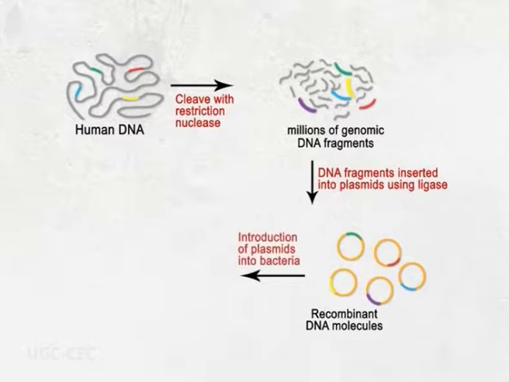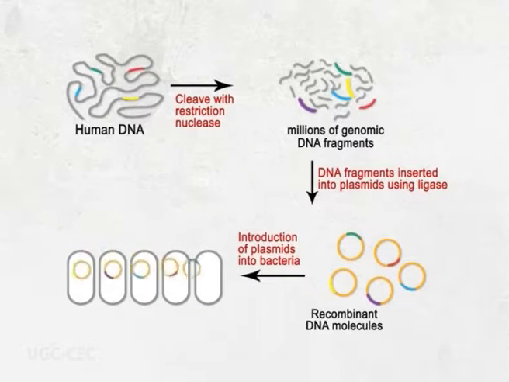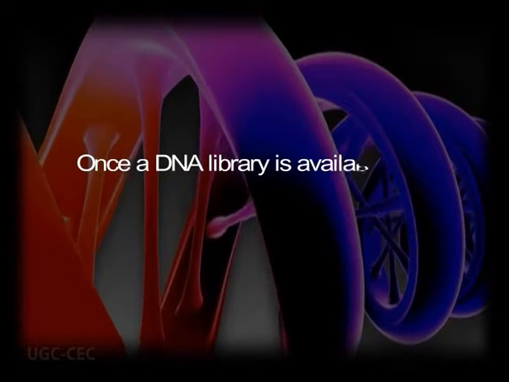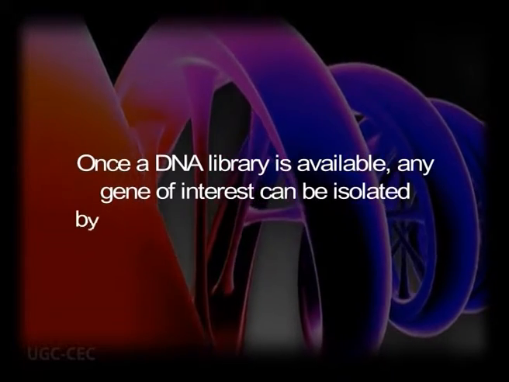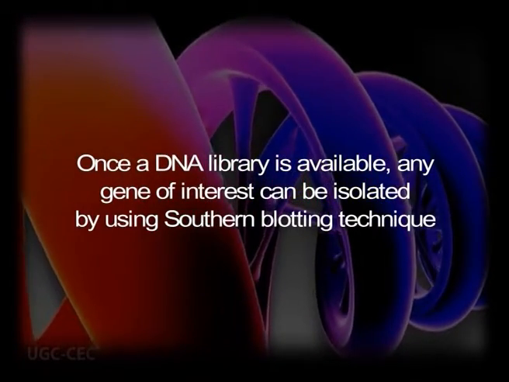The transformed bacteria are then cultured and after some time thousands of bacterial colonies are produced, each colony representing a specific gene. In this way, all genes of an organism are in the form of bacterial colonies, and this is known as a DNA library. Once a DNA library is available, any gene of interest can be isolated by using the Southern blotting technique. The preparation of a DNA library depends on the type of restriction enzyme used, the size of the DNA fragments generated, and the choice of the vector.